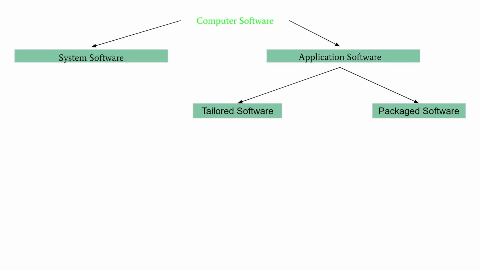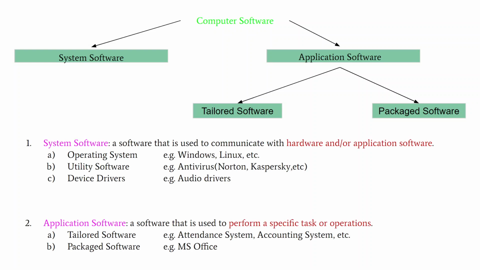Without further ado, let us start with the first category of computer software, which is system software, as you might have guessed by looking at the diagram shown on the screen. A system software is a software that is used to communicate with the hardware or application software. System software mainly includes operating system, utility software, and device drivers.